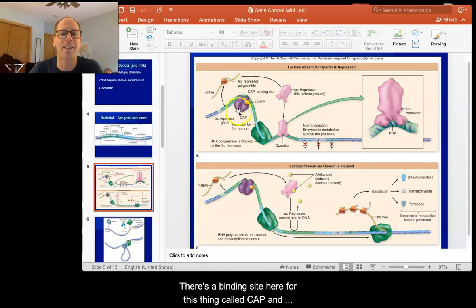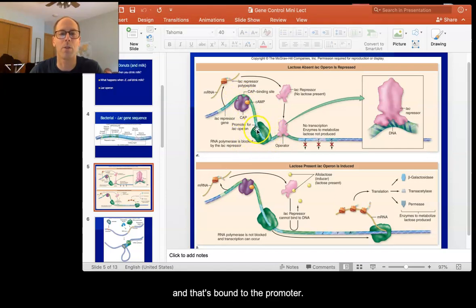There's a binding site here for this thing called CAP, and that's a protein that helps regulate expression of this gene. Now, we talked about this before, cAMP, cyclic AMP, that's a cell signal. This is produced in the presence or absence of glucose. We're not going to get into a huge level of detail on control, but that's what that's here for. And then down here in green, this is my RNA polymerase, and it's bound to the promoter. So that's going to happen no matter what.